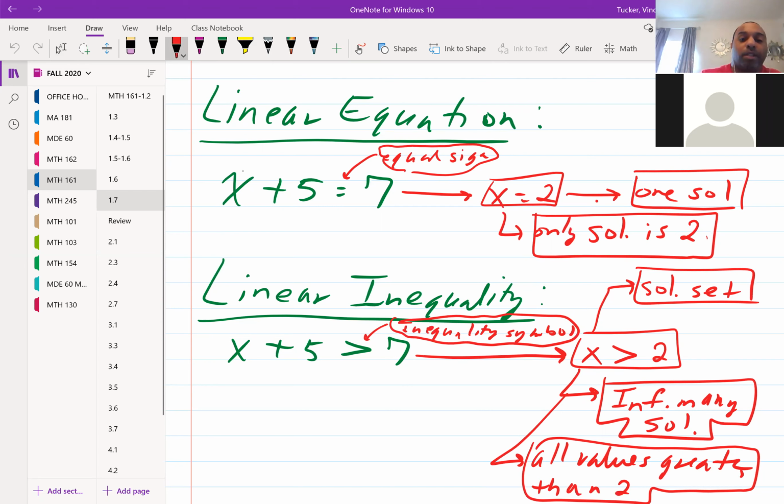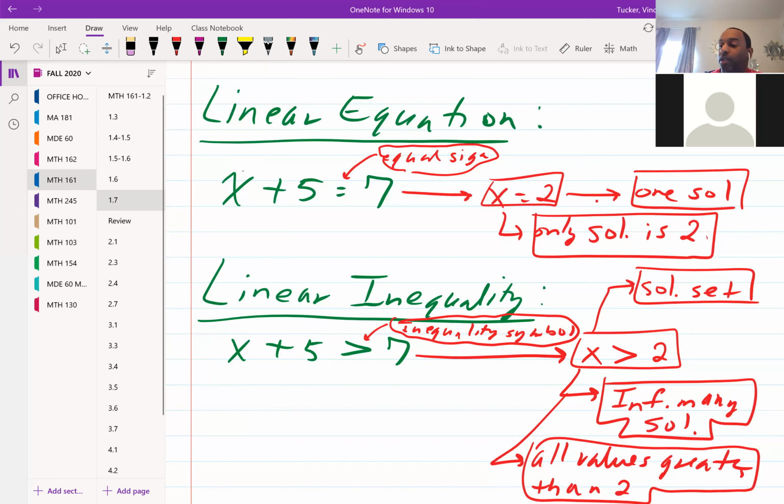So you're looking at this and saying, okay, when is this left side greater than 7? So anything greater than 2, whether it's 2.1, plug in 2.1 for x, that's 7.1. If you plug in 50, 50 plus 5 is 55. 55 is greater than 7. You can put in 1 million for x. That will make the left side greater than 7. So you want any value that will make this side greater than 7. And that's why you have an infinite amount of solutions that you can choose from in order to do so.